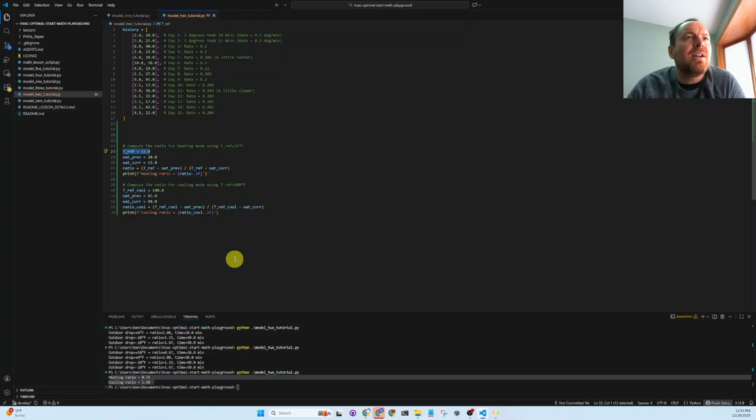So they're saying that the previous outside air temperature was 20 the day before in the morning when the optimal start algorithm ran, and the current outside air temperature is 20 or 15. So it's slightly different, a drop, and even warmer here. So these are our ratios that were computed.